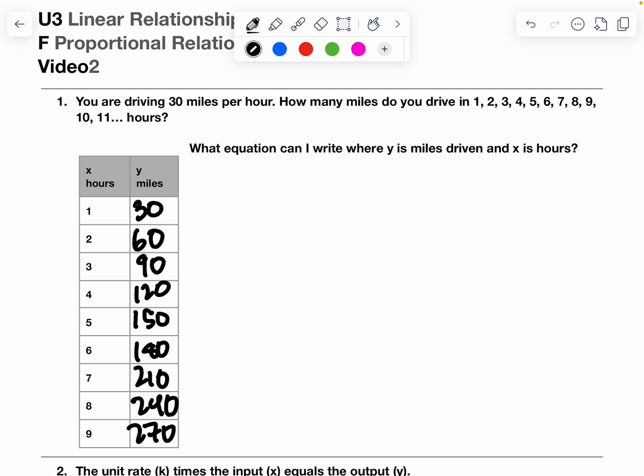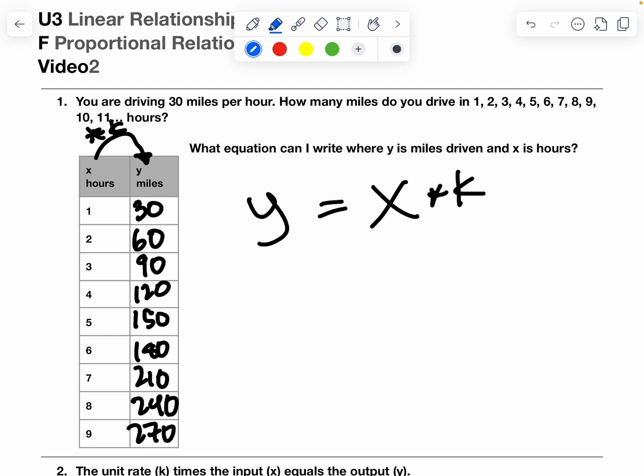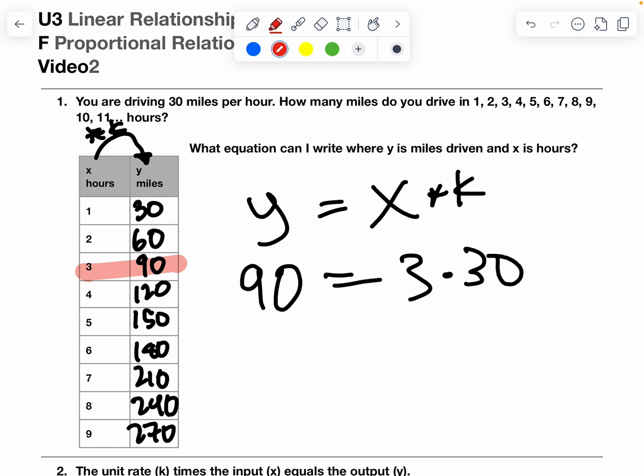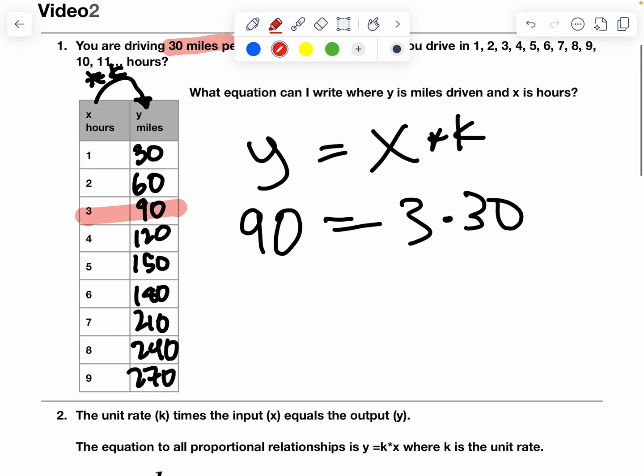That pattern. How do we go from the first column to the second column? Well, we multiply by the unit rate. So we take X times the unit rate, and it gives us Y. In this case, let's use some numbers. I'm going to use this row right here. If I take 90, that equals 3 times 30, my unit rate. Okay, and that works. 3 times 30 is 90.